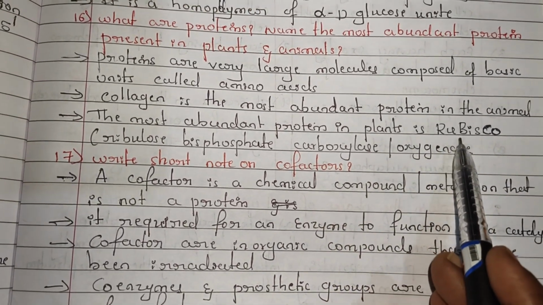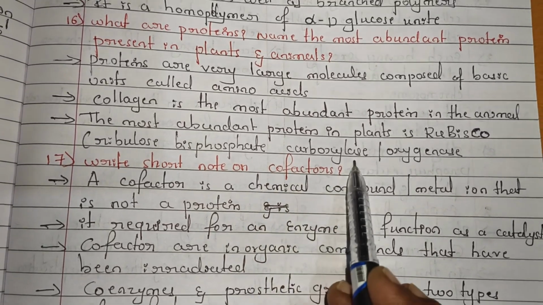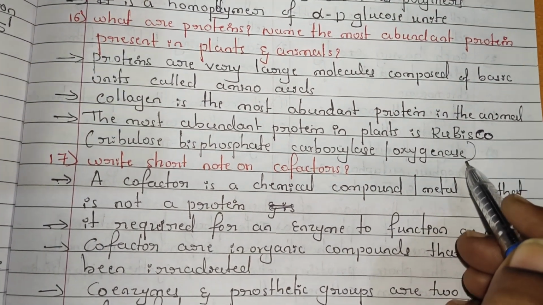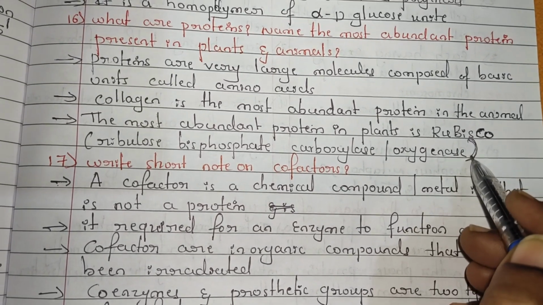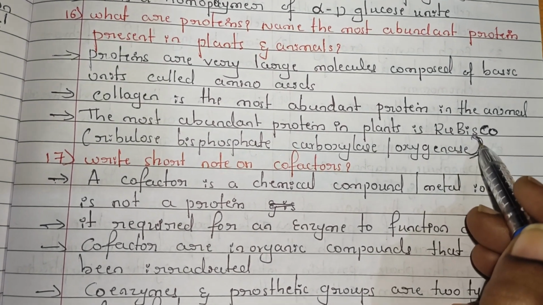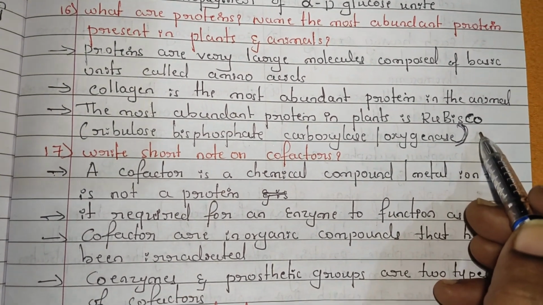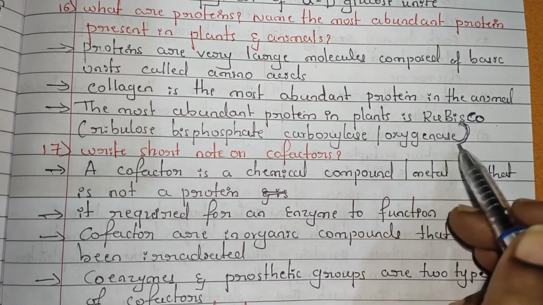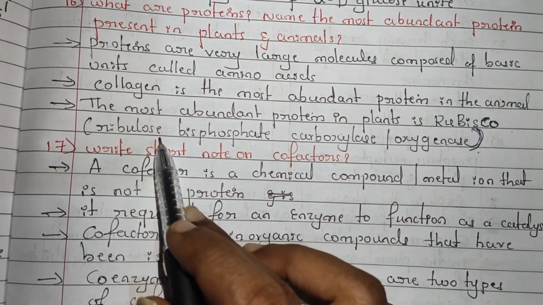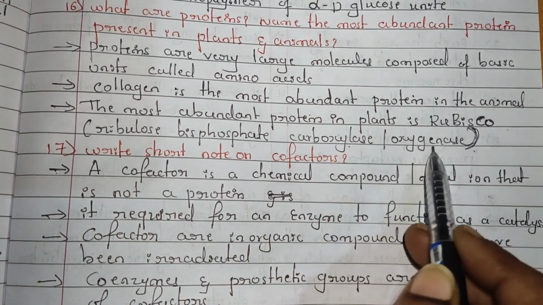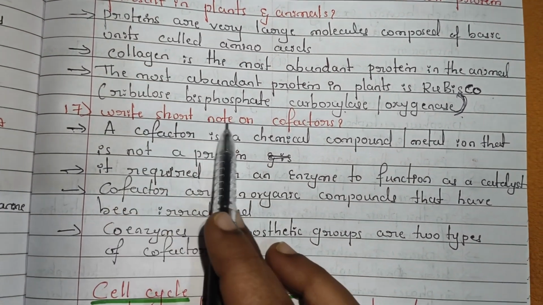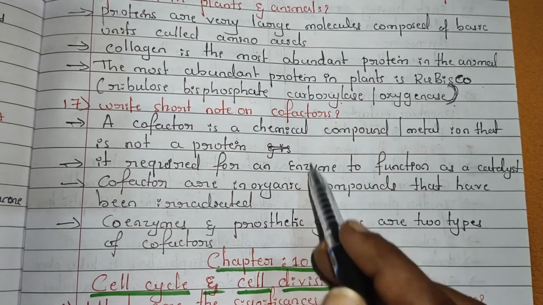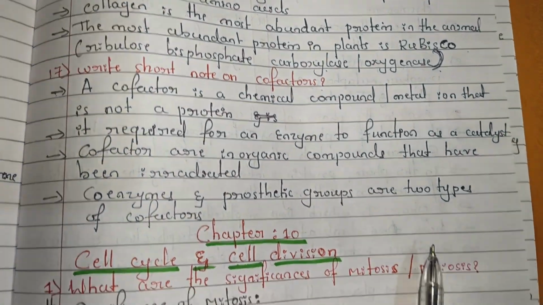Rubisco's full form is ribulose bisphosphate carboxylase and oxygenase, and a question can arise on it for 1 mark, that is, expand rubisco. They will give 4 options and you have to choose any one. For that you have to remember this full form. Next, write a short note on cofactor. These are the cofactor points, you refer to them.